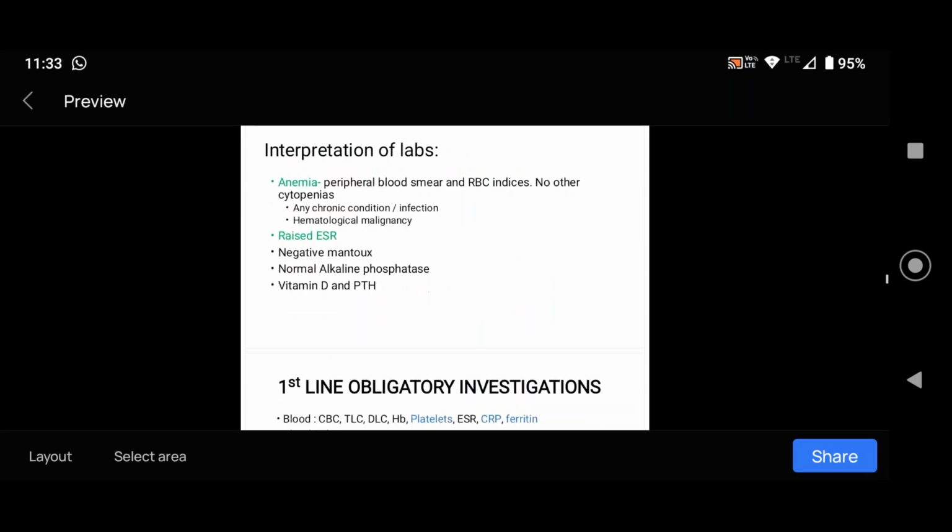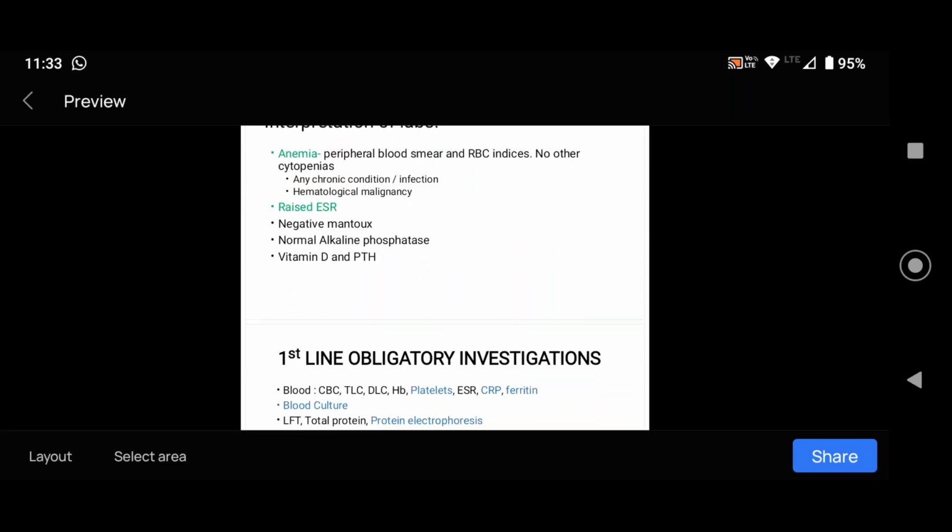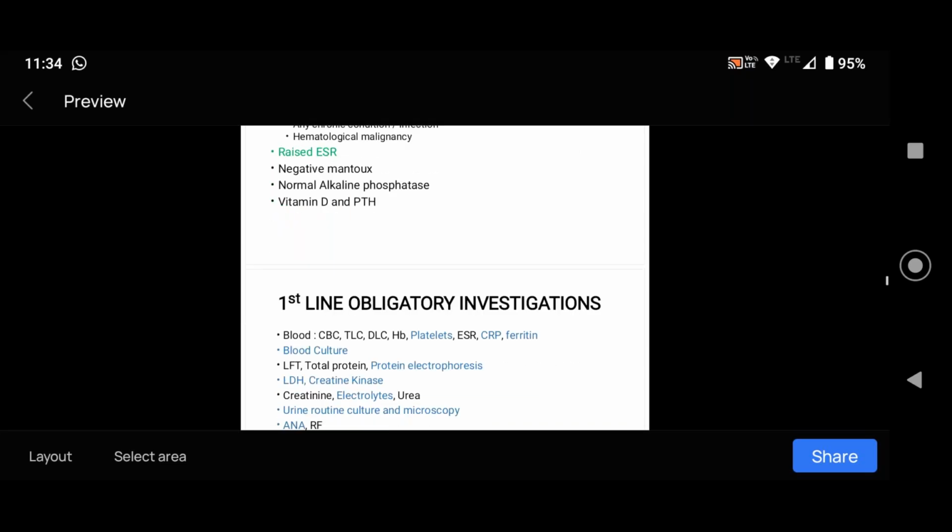So the patient has anemia. The peripheral blood smear and RBC indices were normal. No other cytopenias. So this could be anemia of chronic disease, or it could be some hematological malignancy. The ESR was raised, MAN2 was negative, vitamin D, PTH, and alkaline phosphatase were normal.